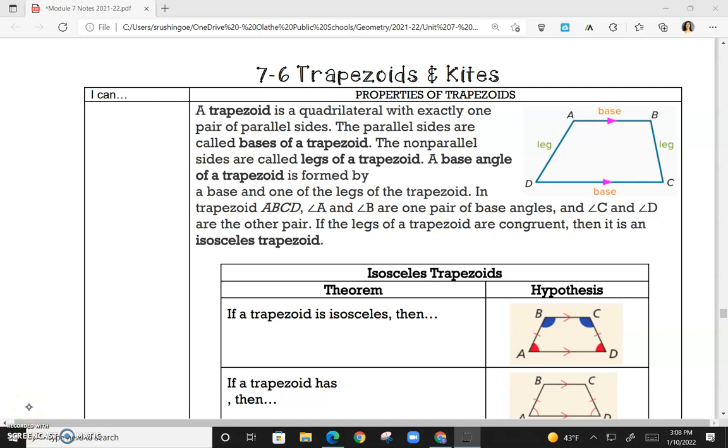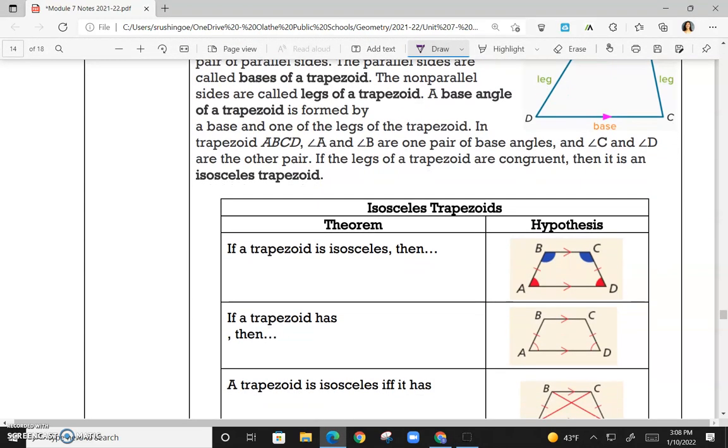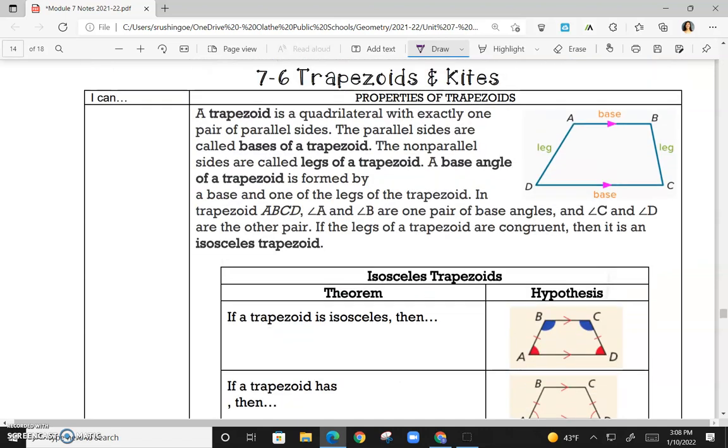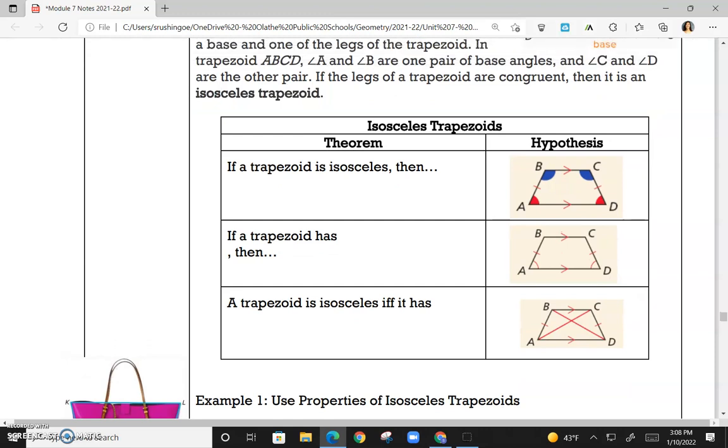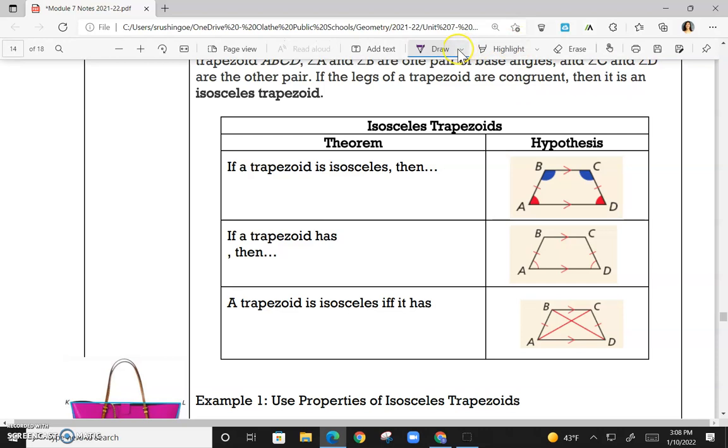So base angles would be down here. They are formed by a base and a leg. And so A and B would be one pair of base angles, and then D and C would be another. Now, on an isosceles trapezoid, the legs would be congruent. So we can see three different properties down here for isosceles. And so we're going to go ahead and fill in the rest of the box for those properties.